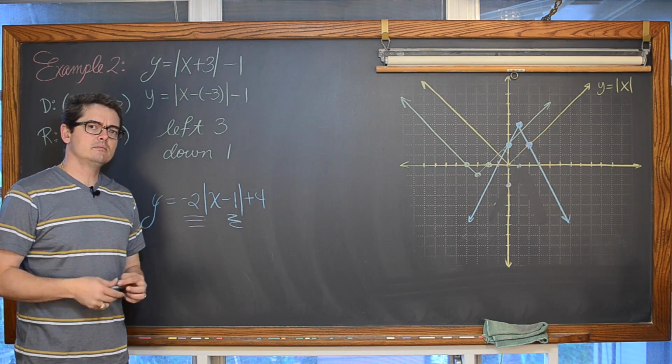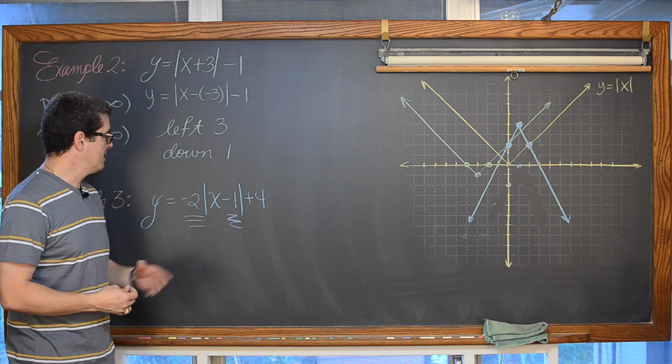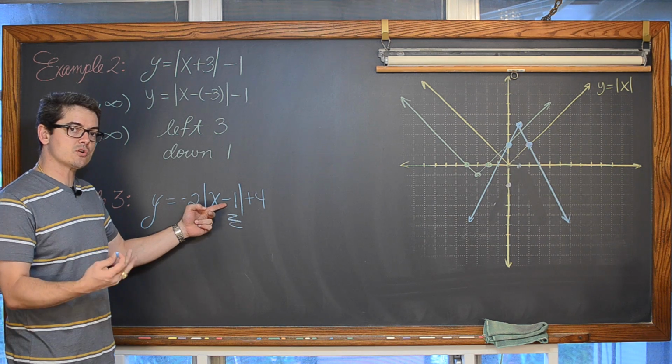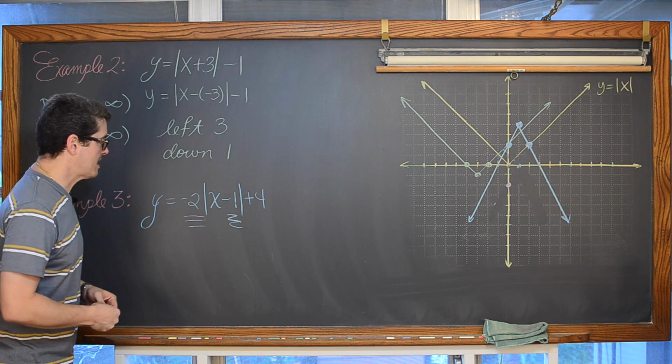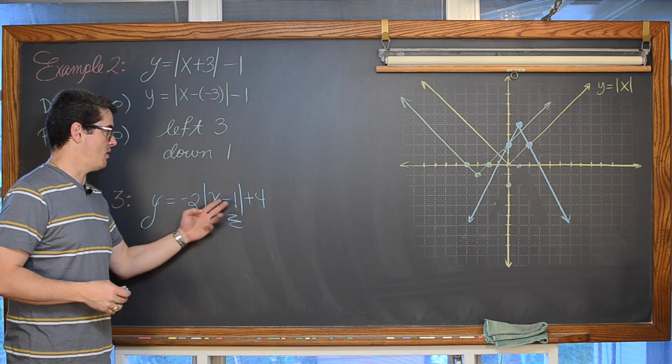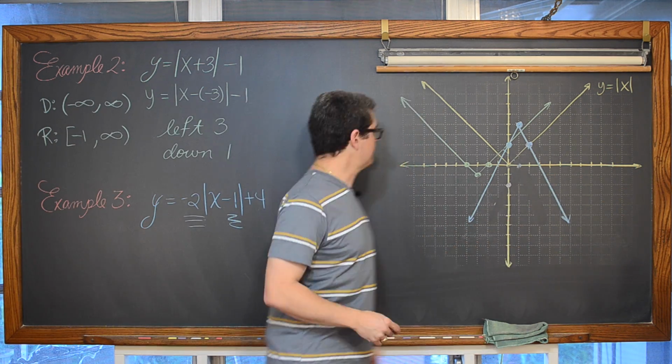And if you don't like doing these problems with transformations, you can always make a t-table. Find where that sharp bend is by setting the inside expression equal to 0, and build a t-table off of that with that x value of 1 being your center. The domain of that graph, it's opening left and right forever.